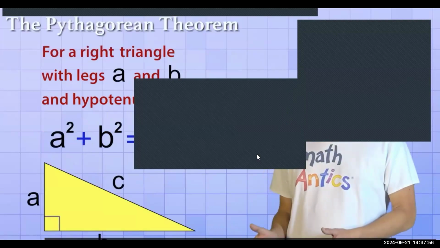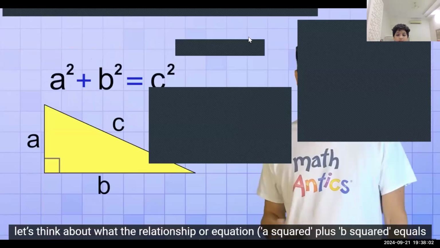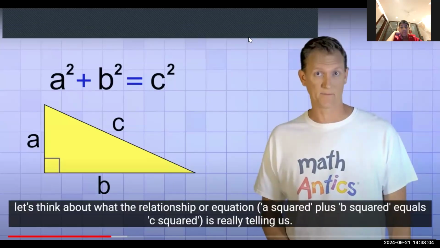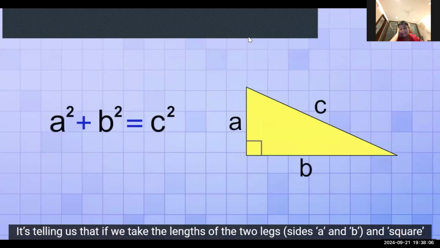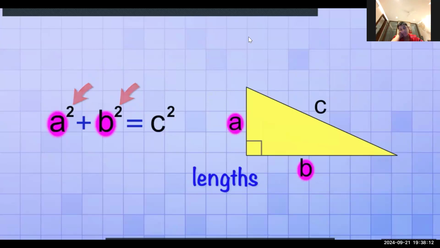Okay, now that we know the various parts of the Pythagorean theorem, let's think about what the relationship or equation a squared plus b squared equals c squared is really telling us. It's telling us that if we take the lengths of the two legs, sides a and b, and square them, which means multiplying them by themselves, a squared is a times a, and b squared is b times b.